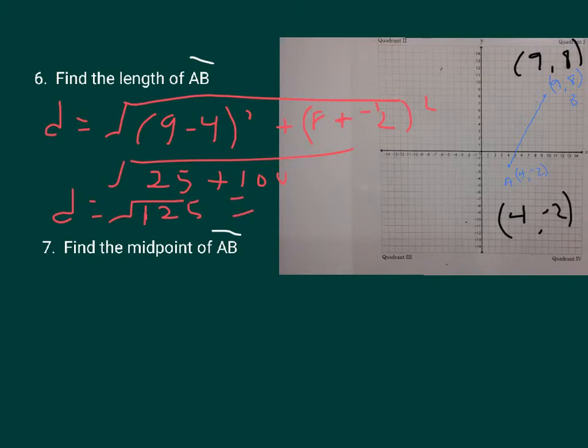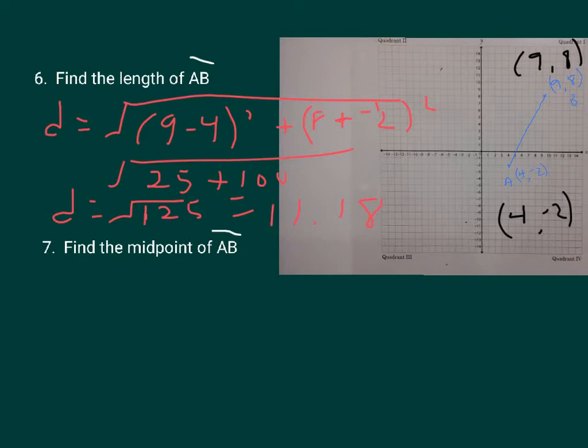And when we simplify that, we get approximately 11.18. So you could leave your answer as the square root of 125, or you could punch in on your calculator the square root of 125, about 11.18.